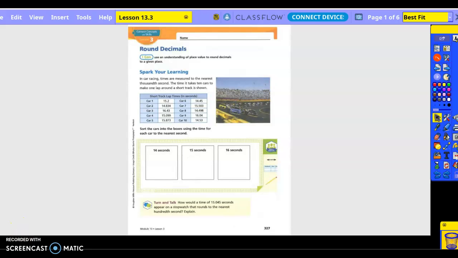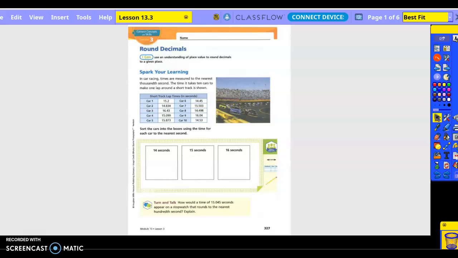Big Ideas Math, Lesson 13.3, round decimals. I can use an understanding of place value to round decimals to a given place. So once again, we're using place value. So what could you try out? Your math calculator, right? Okay, just in case.